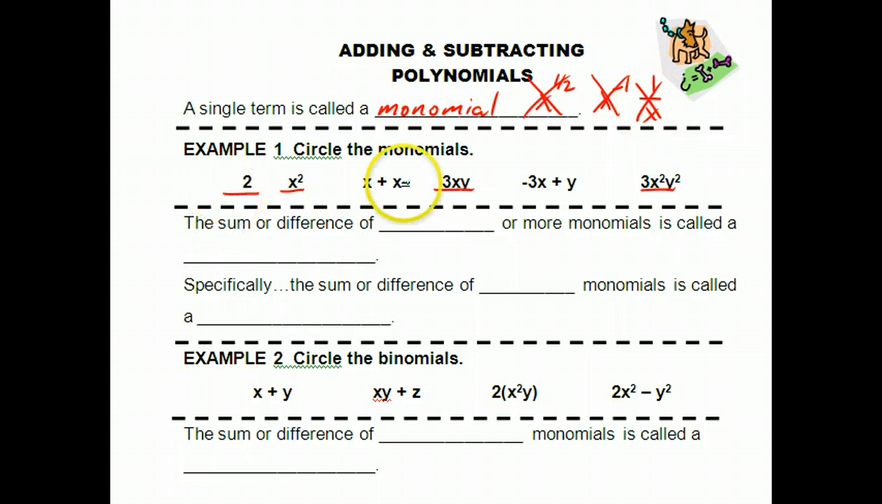Okay, so these four things here that I've underlined are monomials because they don't have any of this stuff and they don't have any plus or minus signs splitting up the terms. Okay, so the sum or difference of two or more monomials is called a polynomial.